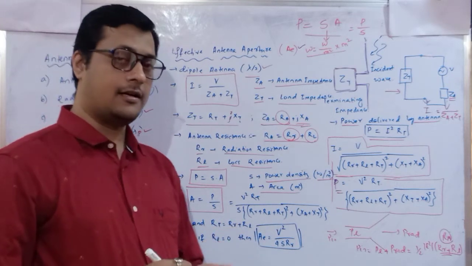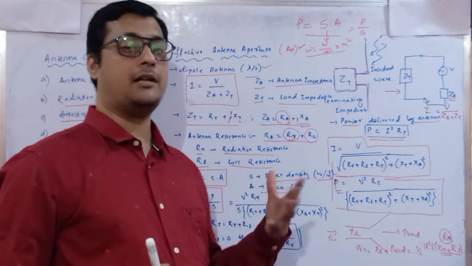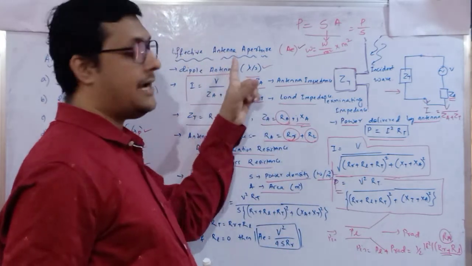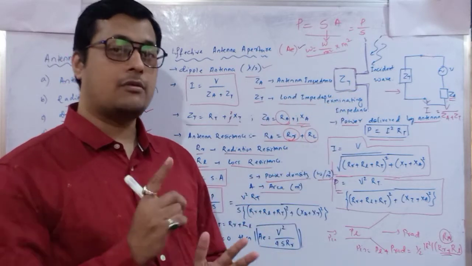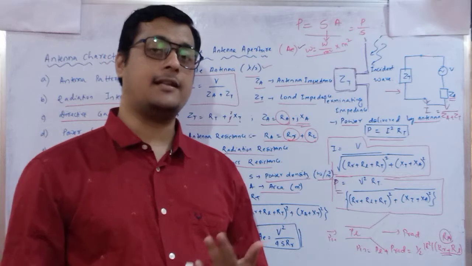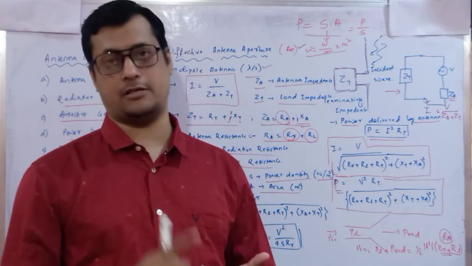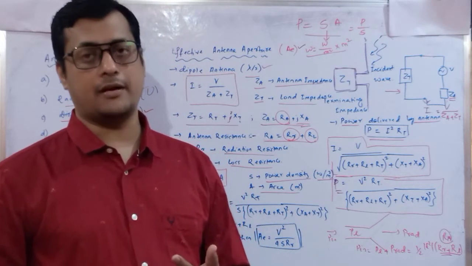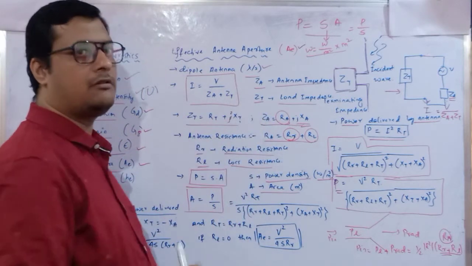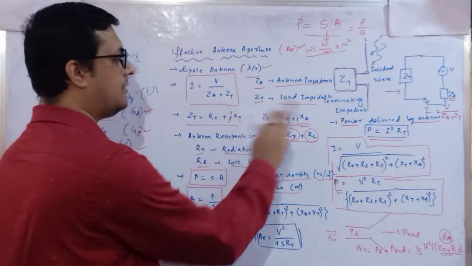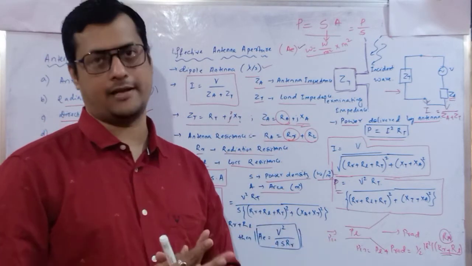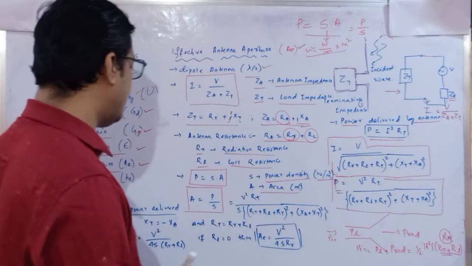But now the question is, when will we speak of this particular area as the effective antenna aperture? It is identified only under a certain condition, when it satisfies the maximum power transfer theorem. The maximum power transfer theorem says that your RT must be equal to RA and XT must be equal to minus XA. Then only this value will be satisfied. So we will use that condition.